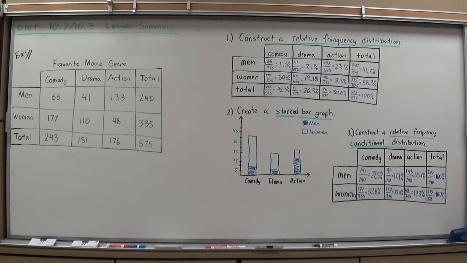The last section, 10.4, is really just analyzing these tables and graphs and making conclusions and decisions about the data. There won't be a video for that, but you can practice that in the book and with your teacher. Hopefully it all goes smooth.